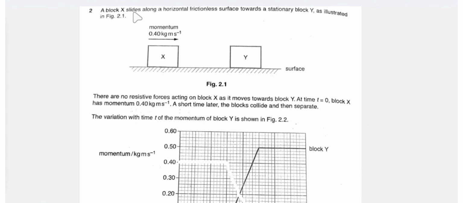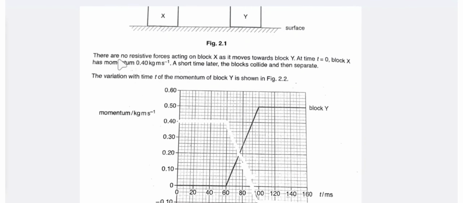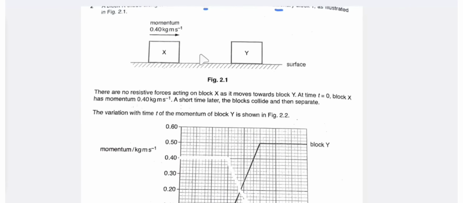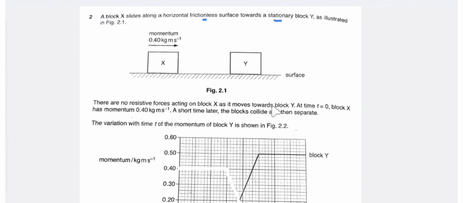Question number 2. A block X slides along a horizontal frictionless surface towards a stationary block Y as illustrated in figure 2.1. So block X moves towards block Y and the block Y is stationary and the surface is a frictionless surface. There is no resistive force acting on block X as it moves towards block Y. At time t equal to 0, block X has momentum given.